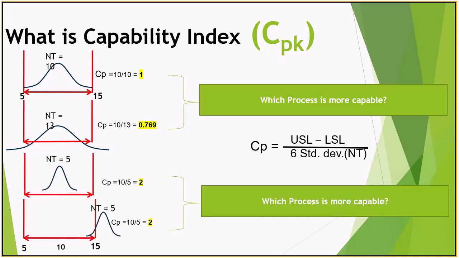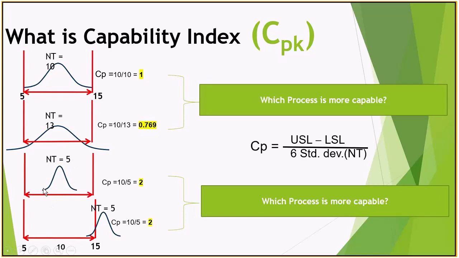Now let's talk about the second case. You can see case number 3 and case number 4. Now I'm asking which process is more capable. In both the cases, your NT is 5 and your USL minus LSL is 10, so your CP in both the cases is 2. Now I will ask a similar question: according to you, which process is more capable? Think about it. By looking at the graph, immediately you will say process number 3 is more capable.